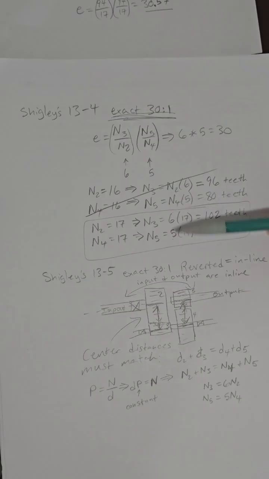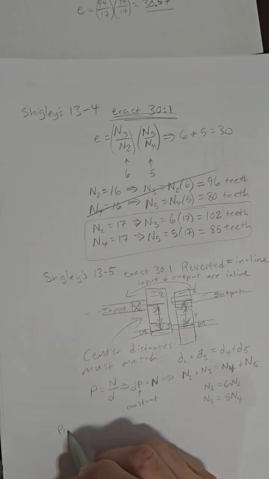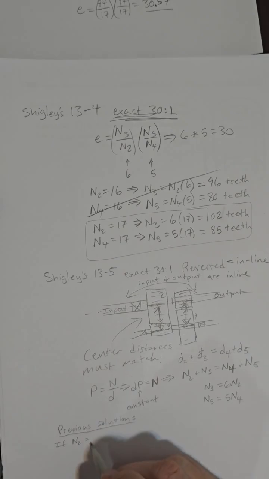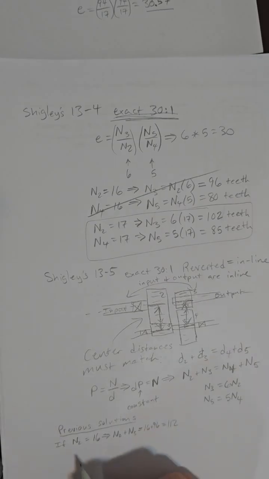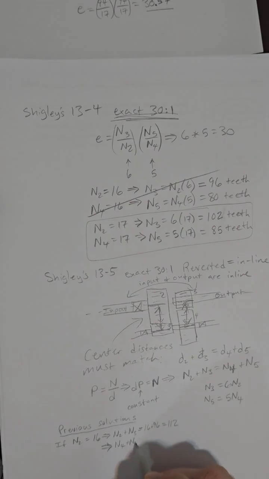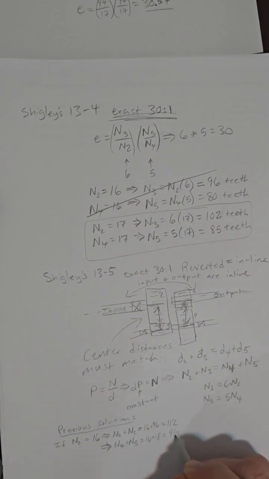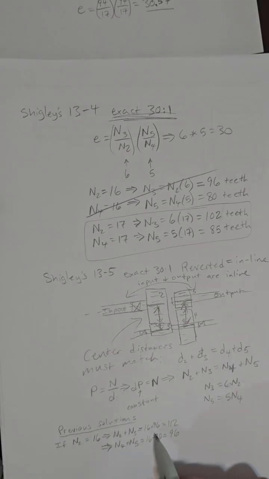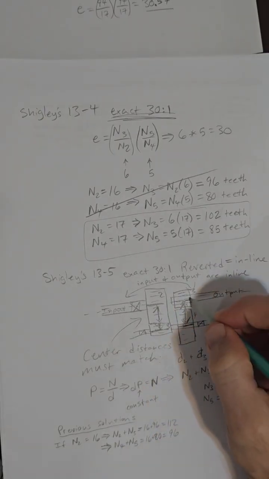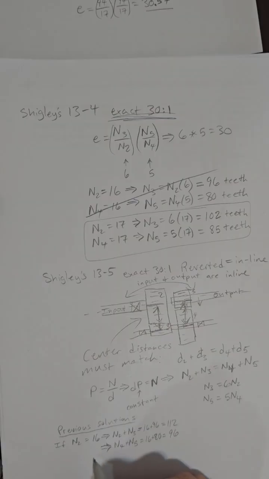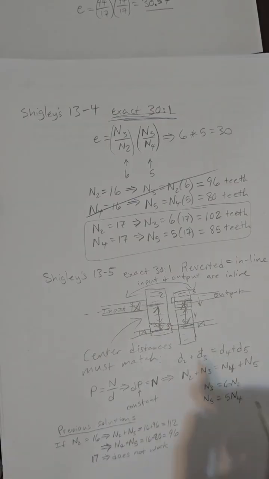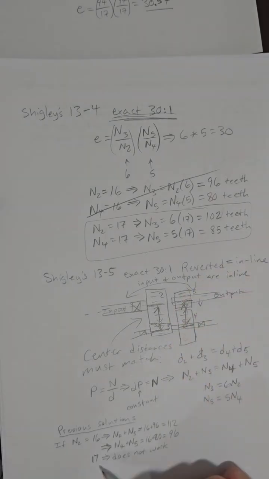Now, why can't I use the solutions from the previous equation? Why doesn't that completely revert? Well, if I look here at my previous solutions, if N2 equals 16, then N2 plus N3 equals 16 plus 96, which is 112. And N4 plus N5 equals 16 plus 80, which is 96. So with my previous solution using 16, this output shaft would be closer this way and it would not be reverted. So that does not work. 17 does not work either. You can prove that to yourself. Basically anything where both of the little gears have the same number, whether both of them are 16 or both of them are 17, it's not going to work.